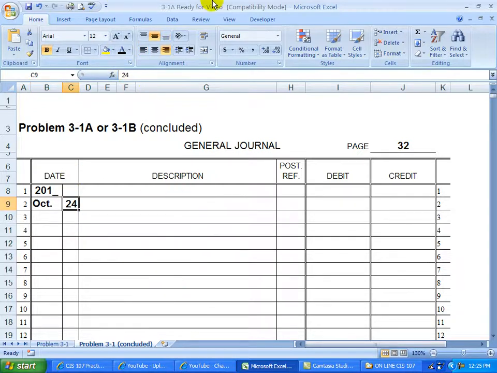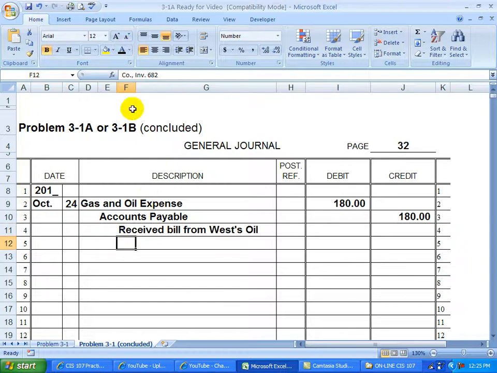And on the 24th we received the bill for gas and oil. And so looking at your expenses, there is an account called gas and oil expense. That's an expense going up, so it's a debit. And we received it. We haven't paid it yet, so we owe it. Accounts payable is our credit. And we're going to put who the bill was from and the invoice number.